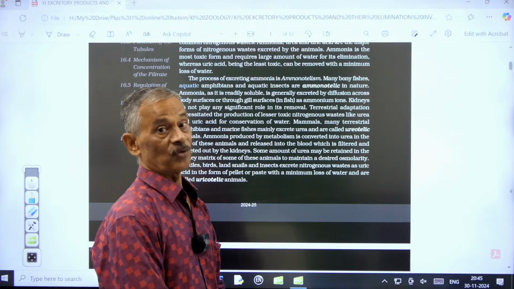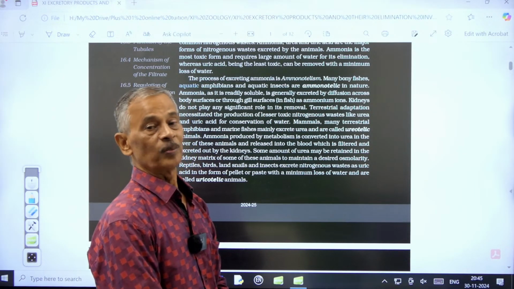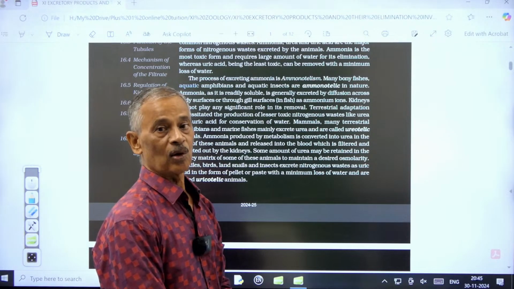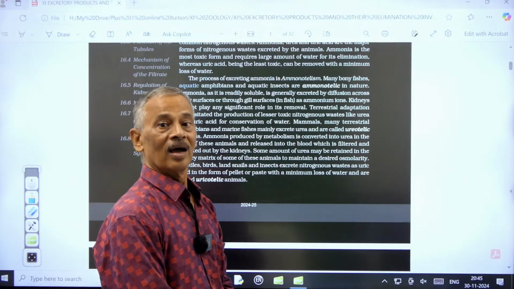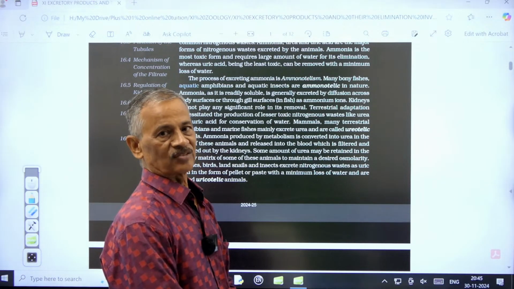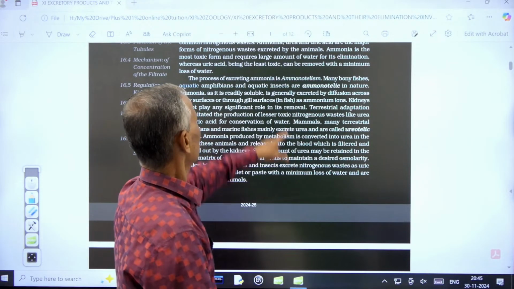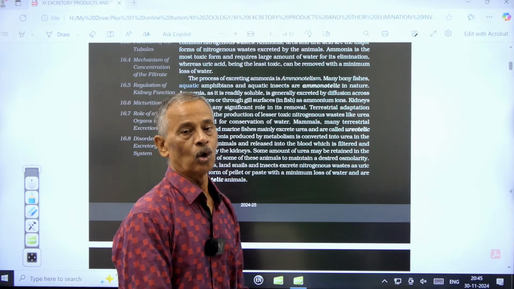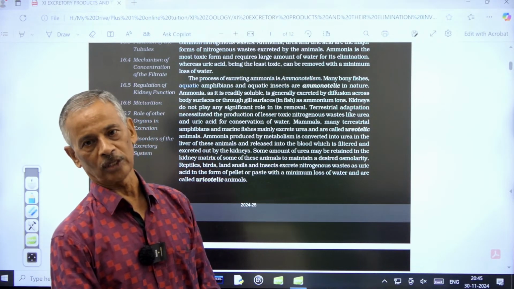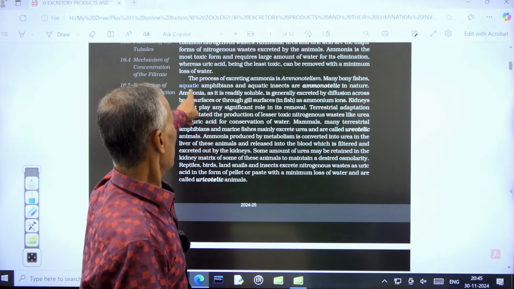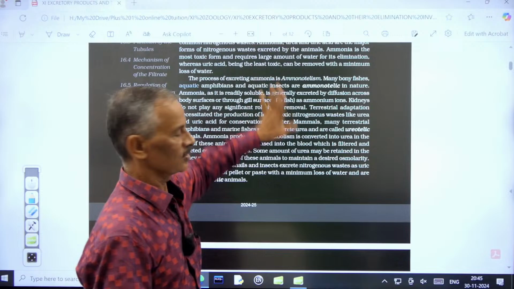Then, what is the function of the kidney? Kidney is mainly performing other functions like regulation of salt, pH, etc. in the body. Okay. So, that is about ammonotelism and ammonotelics. So, who are all ammonotelics? Bony fishes, aquatic amphibians, aquatic insects.